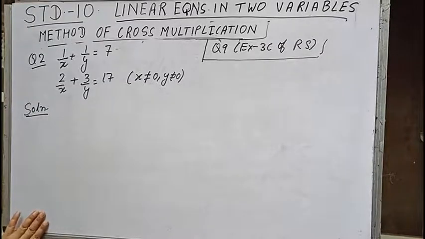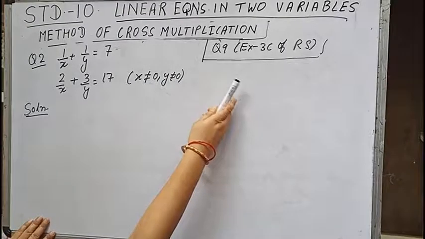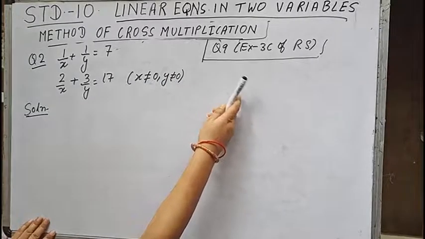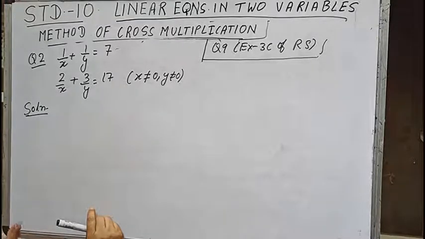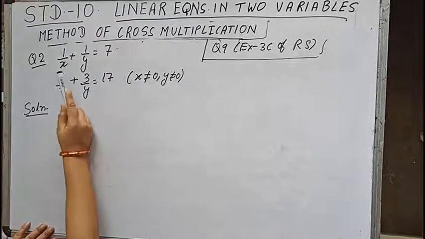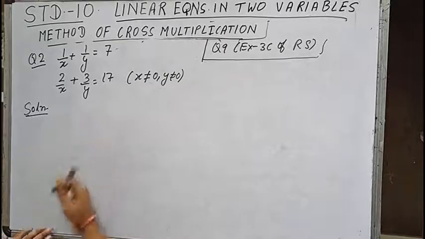Now let us proceed to question number 2. This question number 2 I have taken as question number 9, exercise 3C of R.S. Agarwal. The question is, find the value of x and y by the method of cross multiplication. Question is 1 by x plus 1 by y equals to 7 and 2 by x plus 3 by y equals to 17.